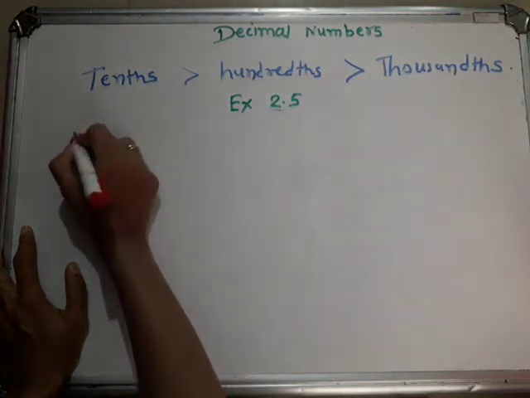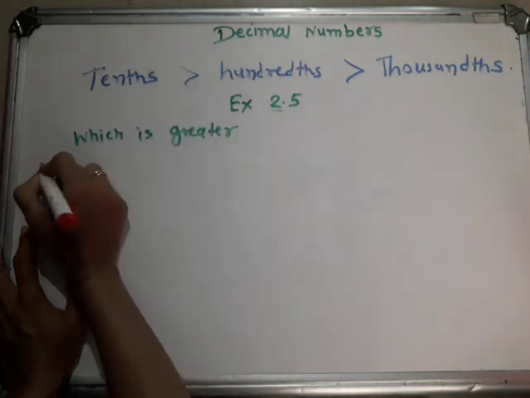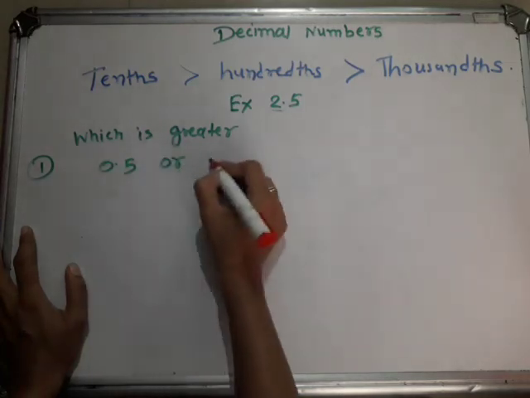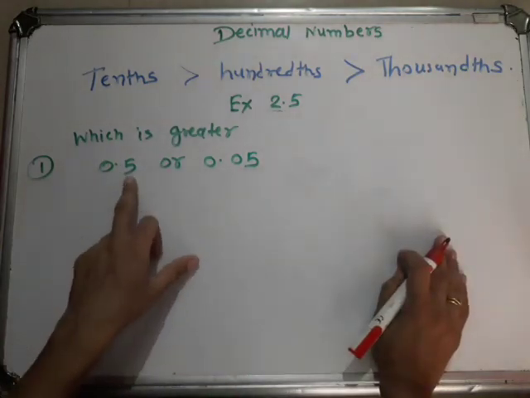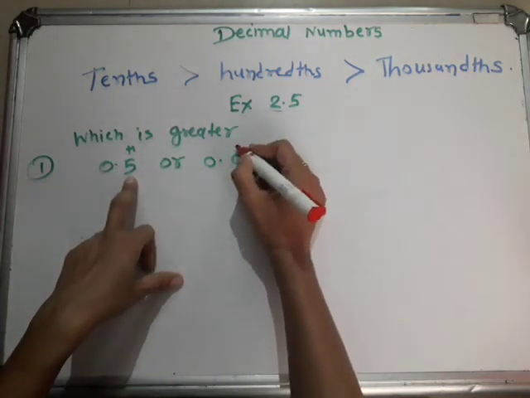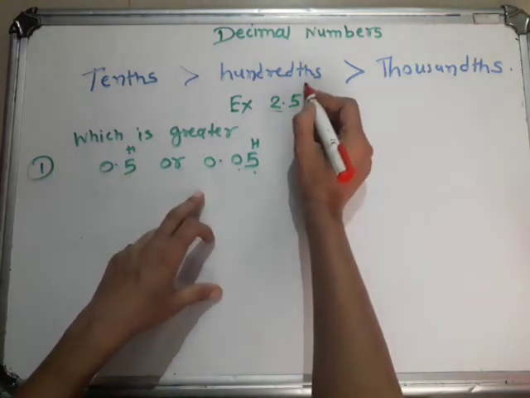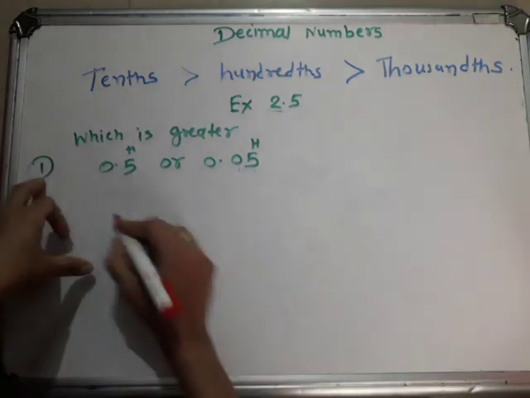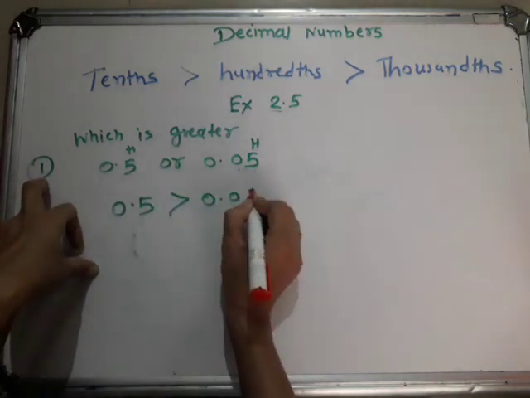2.5. Which is greater? Okay, so we find here which is greater. This is your first question. See here, the first number is 0.5 or 0.05. So see here, in 0.5 after the decimal point, here is the 5 at the 10th place. Okay, and this 5 is at the 100th place. 10th place, 100th place. So the 100th place is smaller than the 10th place. So here at the 10th place is 0 and here the 10th place is 5. So 0.5 is greater than 0.05.